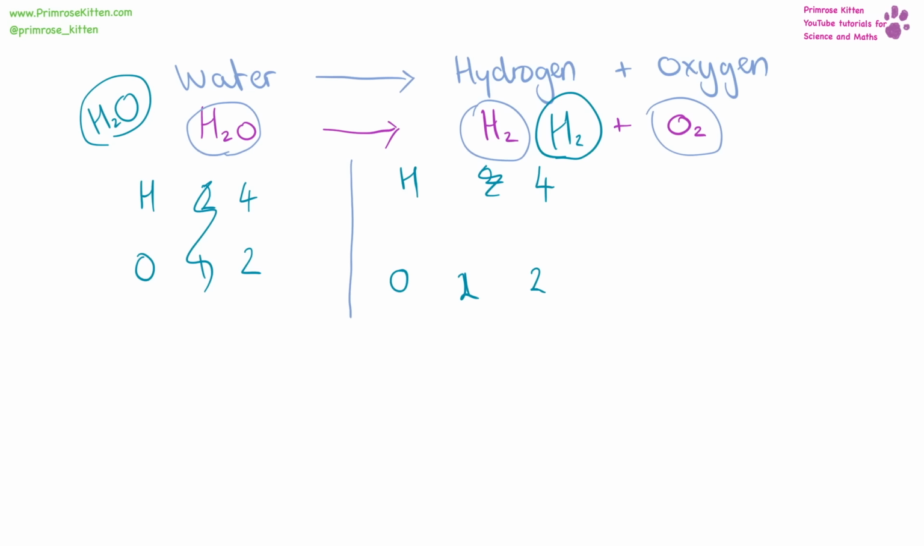We need to rewrite that neatly for the examiner, so we have 2 bubbles of H2O turning into 2 bubbles of H2 plus 1 of O2.